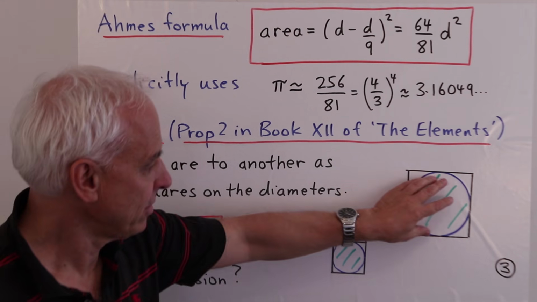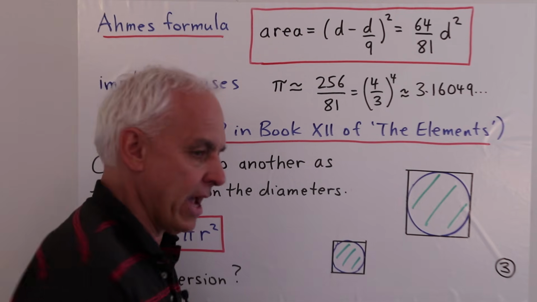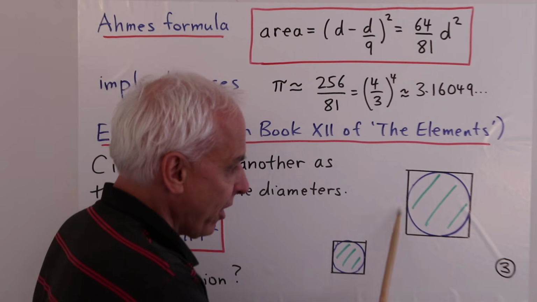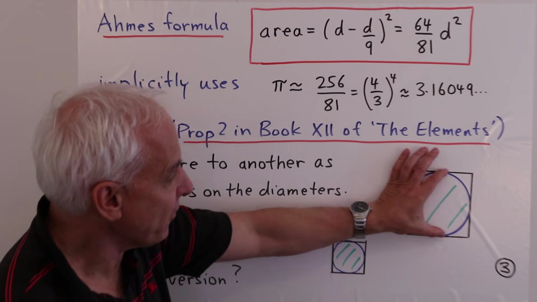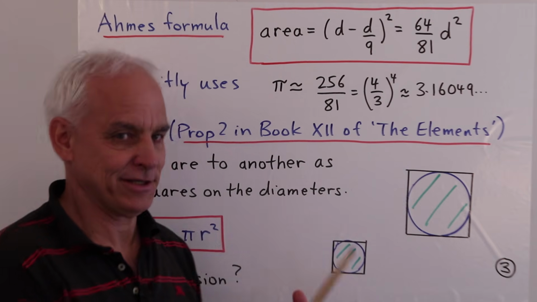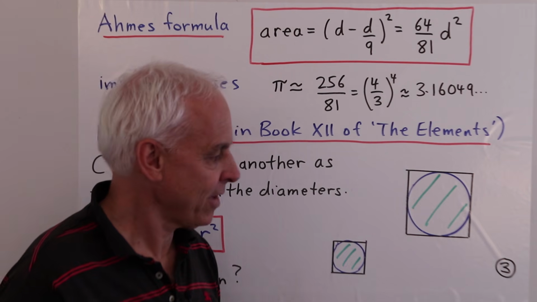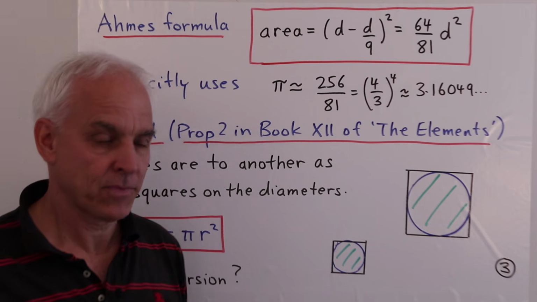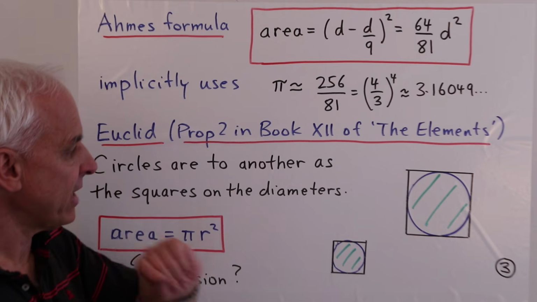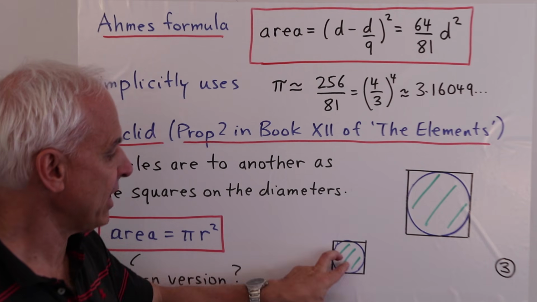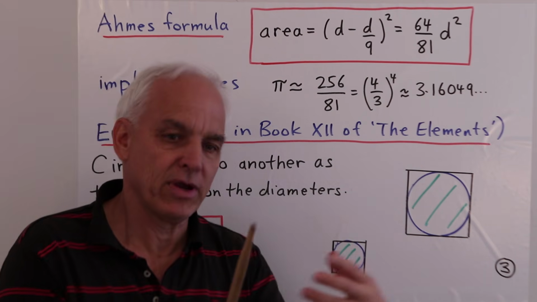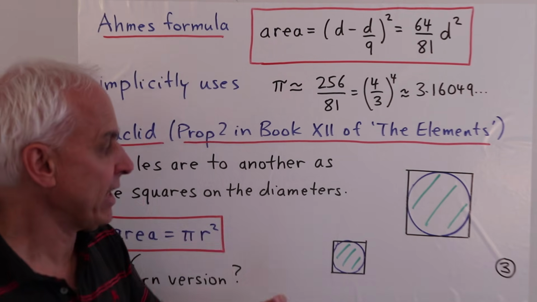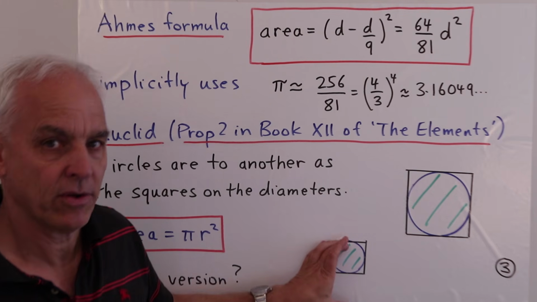Here is a circle. Here is a square on the diameter. Okay, so the diameter is that, and this is a square on the diameter. So move the diameter over there, then the square nicely contains the circle. Here's another circle, and a square on its diameter. What's this proposition saying? It's saying that the area of these two circles, their relation, their proportion, is the same as the corresponding relation or proportion between the enclosing squares.